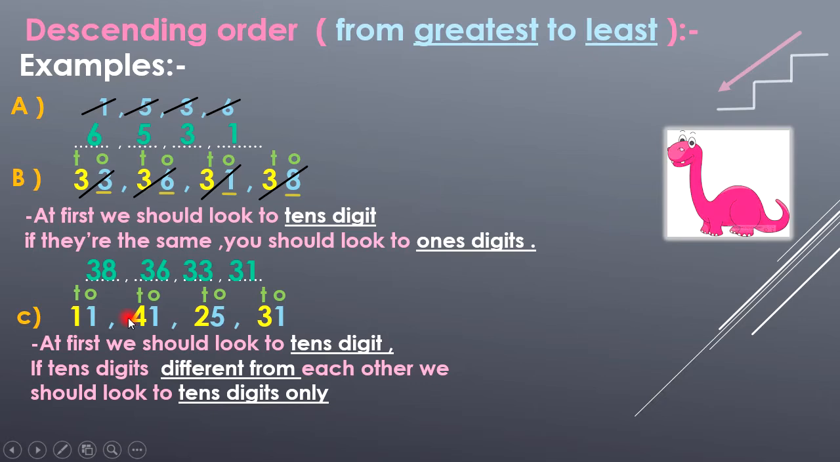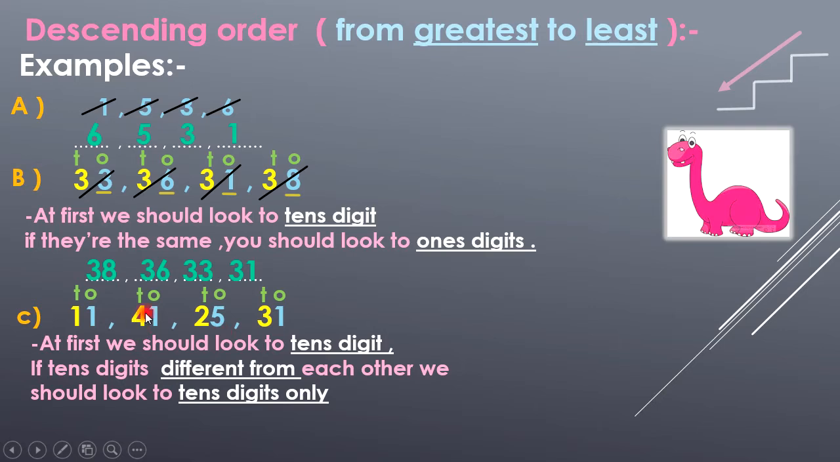Yes, we find that the tens digits are different from each other. Here in the tens digit we have 1, and here 4, 2, 3. So we will look to the tens digit only. We will not look to the ones digit. When the numbers in the tens digit are different, we look to the tens digit. Don't look to the ones digit.